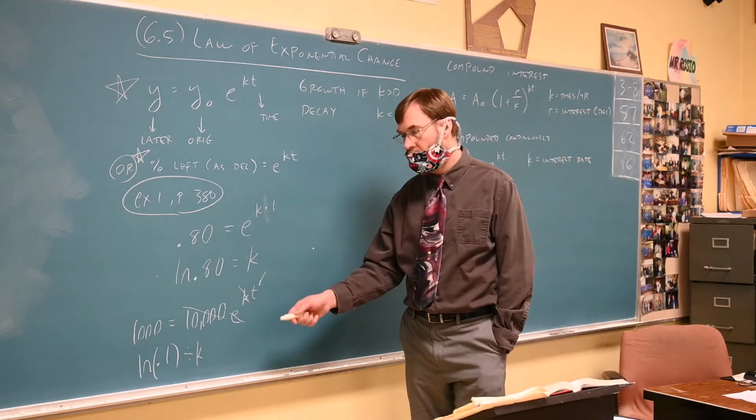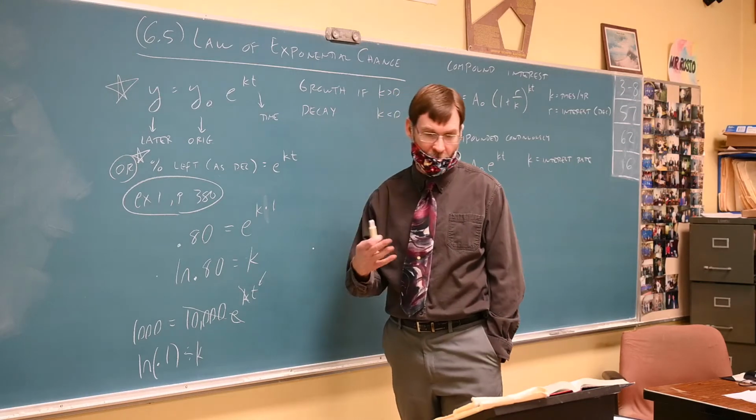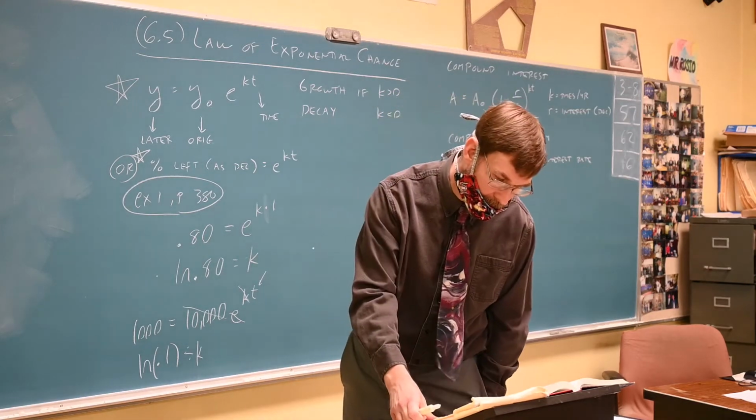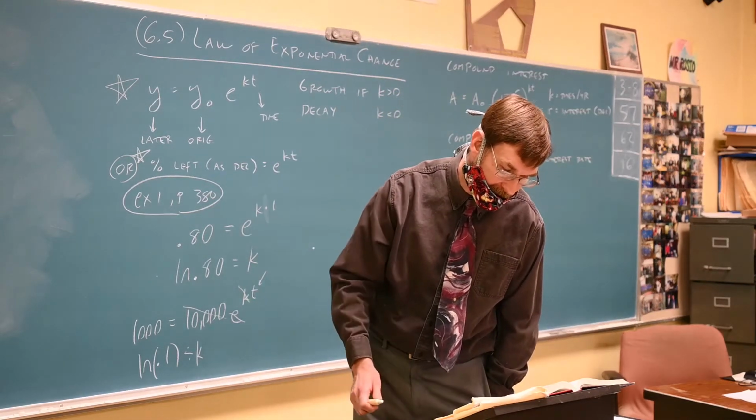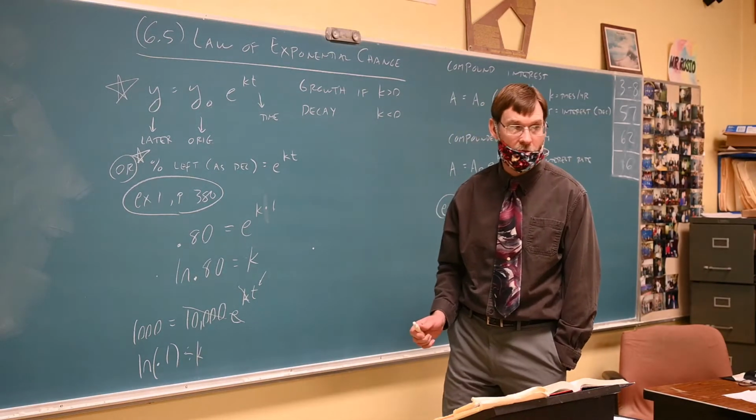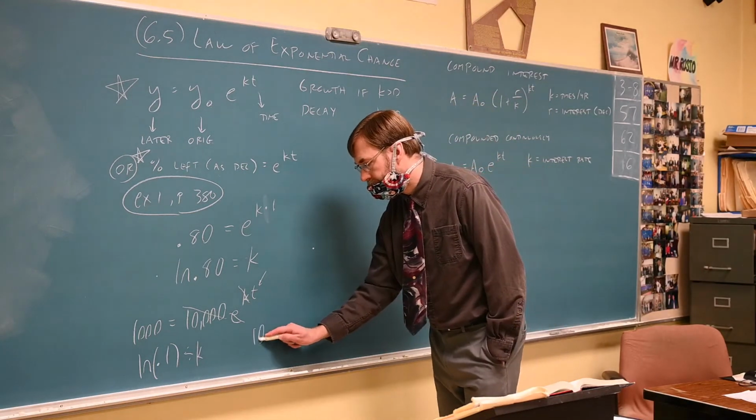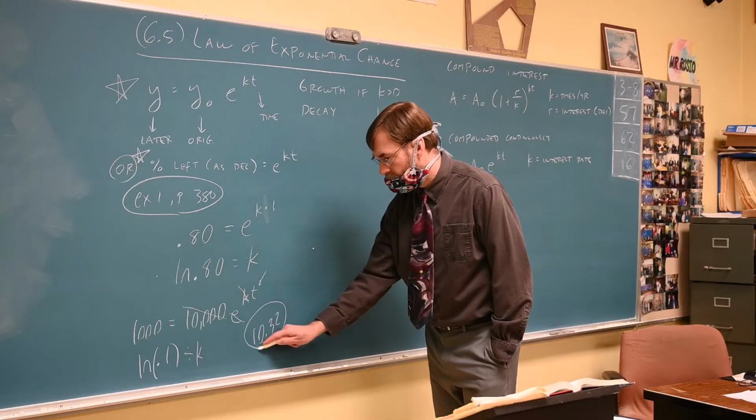So we need to do ln of 0.1, divide by the K that we have on our screen as the answer button kind of thing. And the book says it's about 10.32 years. Showing up again. So voila.